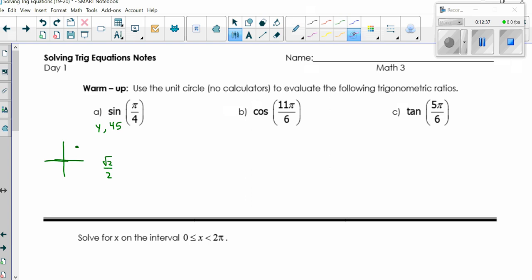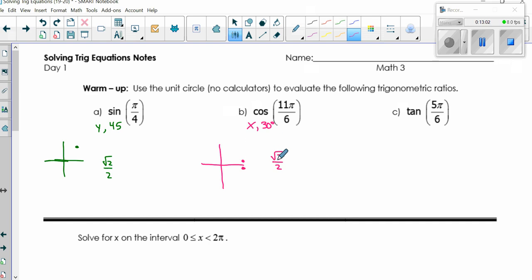Okay. Over here, cosine's talking about x. The denominator 6 is talking about a 30-degree angle. So if I draw out my unit circle, 30 degrees would be here. So x is talking about movement to the right, which you can see is farther than the movement up. So that means that would be root 3 over 2. 11 pi over 6 is all the way around here, just shy of going around my circle.